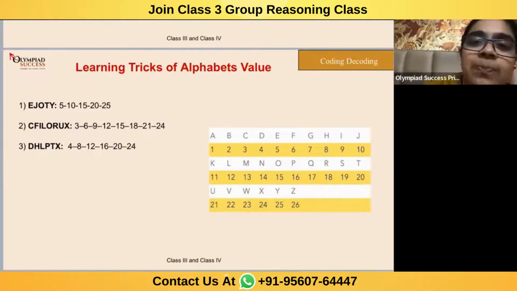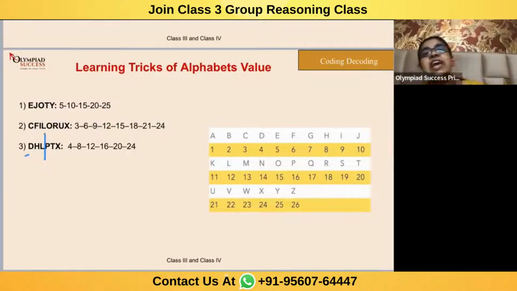Then we have DHL PTX. DHL is 8, 4, 8, 12 and PTX is 16, 20, 24, which is the table of 4. Perfect, Kirtana. Very good, Athar, Sachi, Meera, Swarnim. You are right. It is the table of 4. Correct, very good, Harnit, Shivan, Swarnim, Arav, Ayush, Shankar, Vivan. Perfect. Very good, Krishant. It's a table of 4.